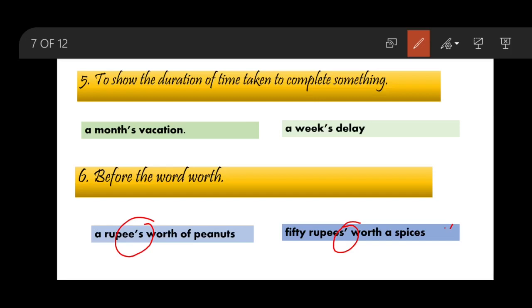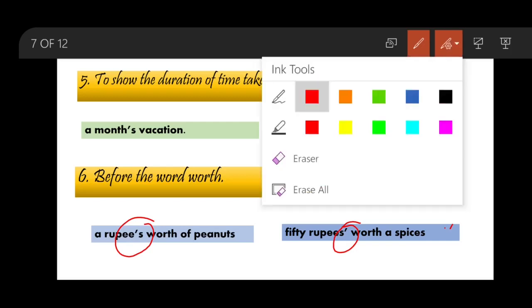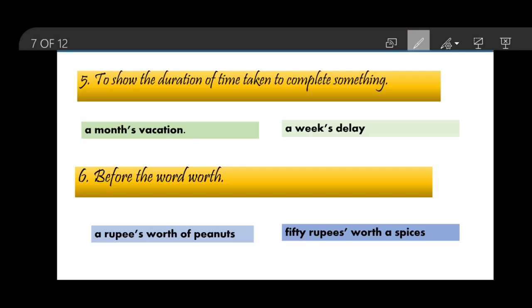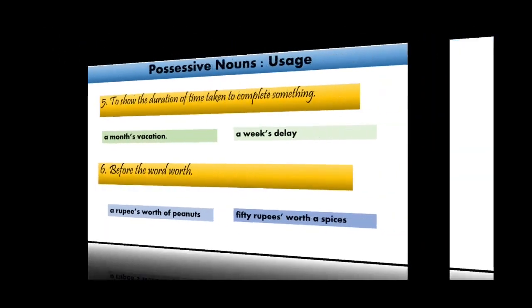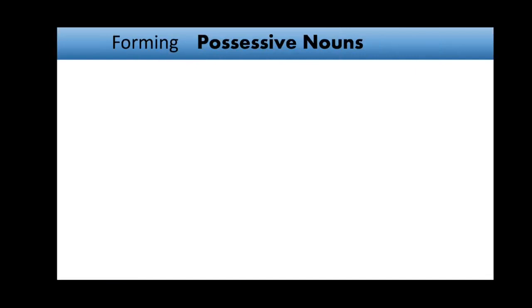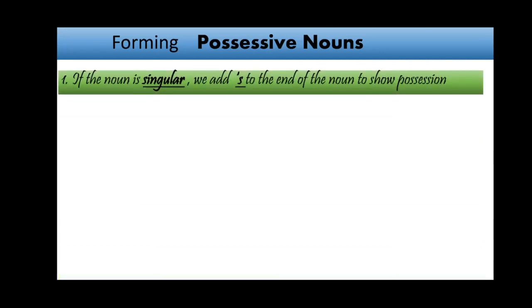Children, we need to mention here that these are the differences, or we need to read this in the next slides. So let's have a look. Let's go to the next slide. Now we are going to read about forming possessive noun. How are we going to form the possessive noun? The first condition states, if the noun is singular.